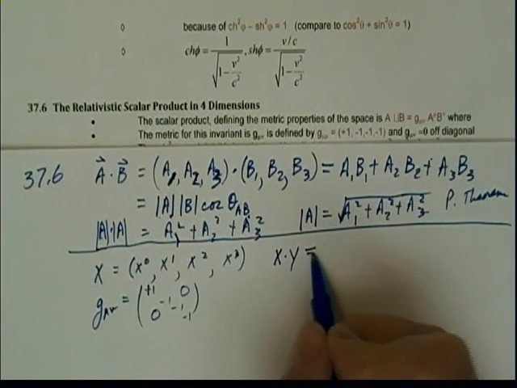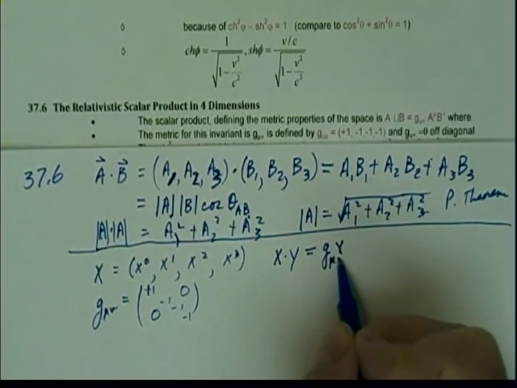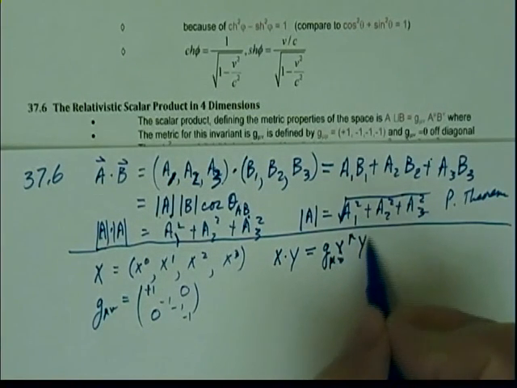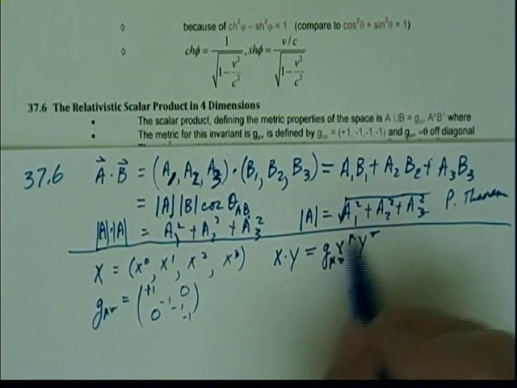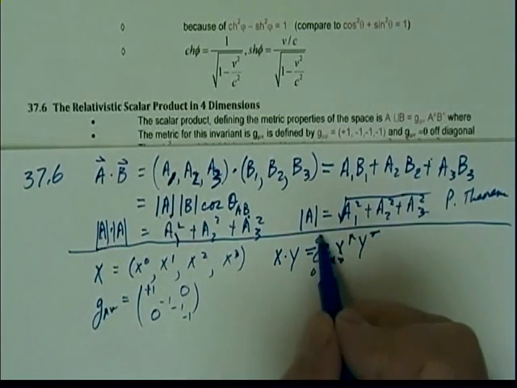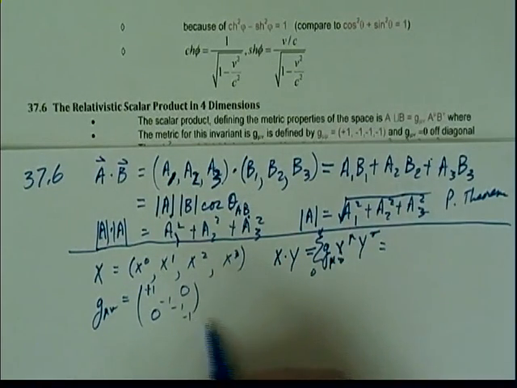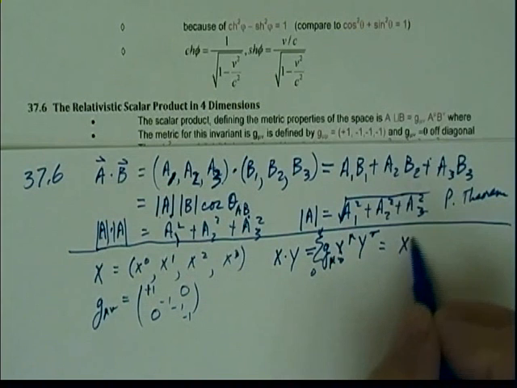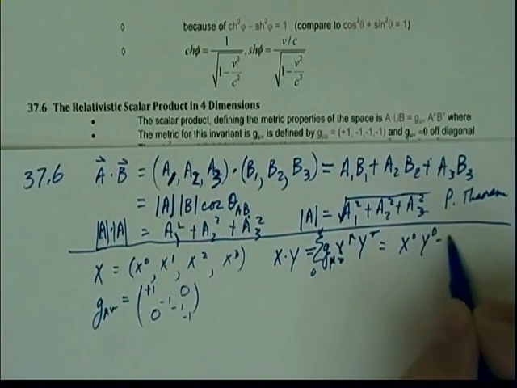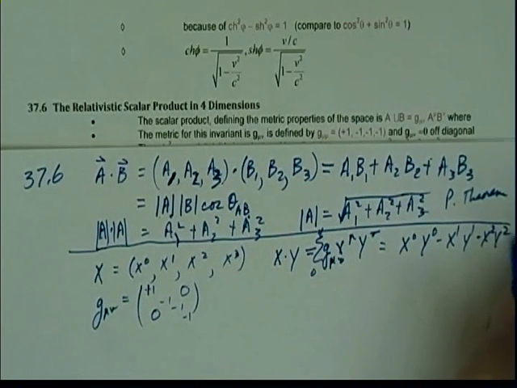as a scalar product is equal to g mu nu, x mu, y nu. Mu and nu are now summed over all values from 0 to 3. And this gives us, because I only get diagonal terms, x naught y naught, minus x1 y1, minus x2 y2, minus x3 y3.